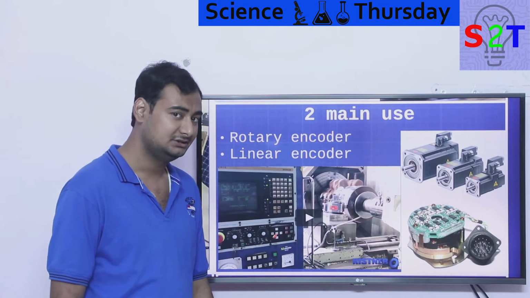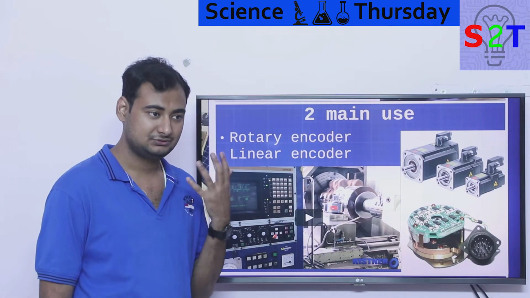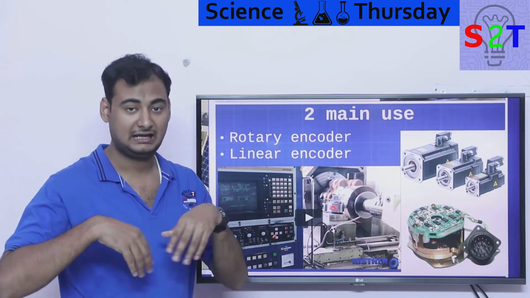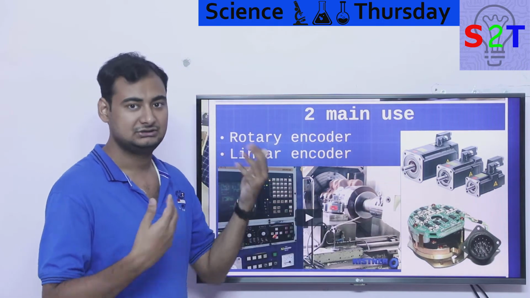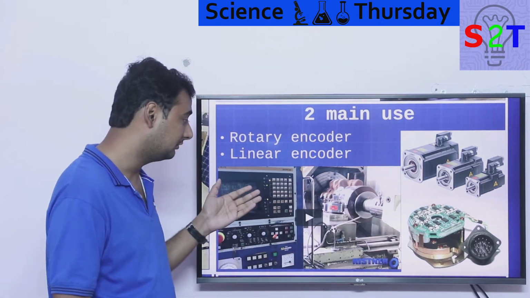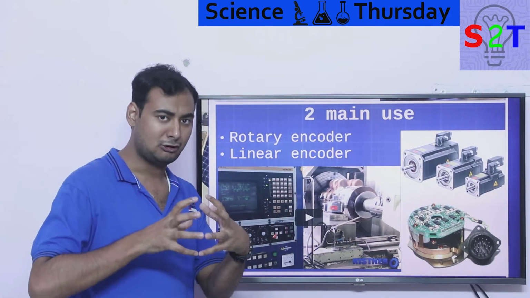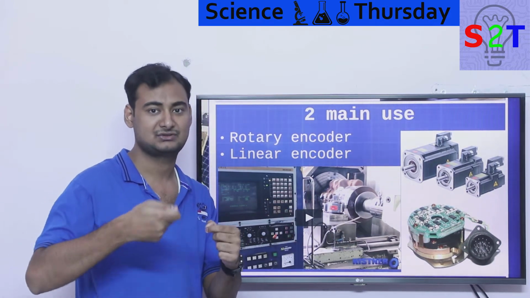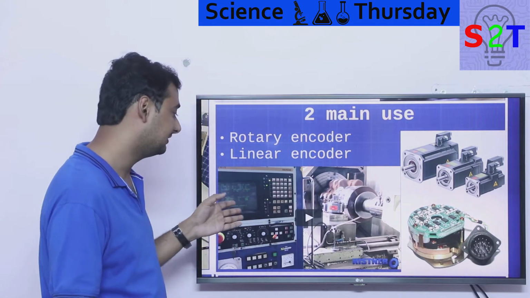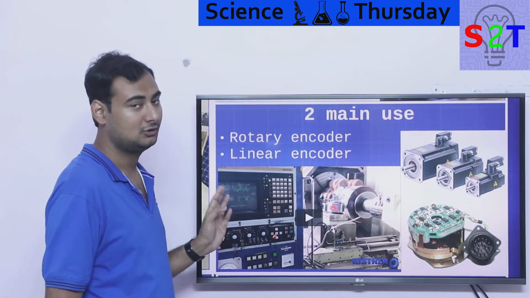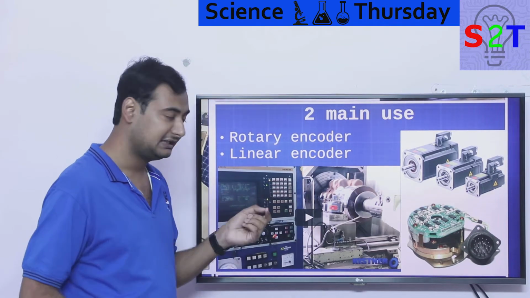So there are two main uses of this. Depending on what you actually intend to do at the end, you will use, let's say, linear encoders. Let's say for your lathe machine, if you have seen an old lathe machine, it used to rely on knobs. Basically, we used to count how many rotations of the knob we had done. Now we utilize something like this, which we call a DRO, digital readout. And they have linear encoders.